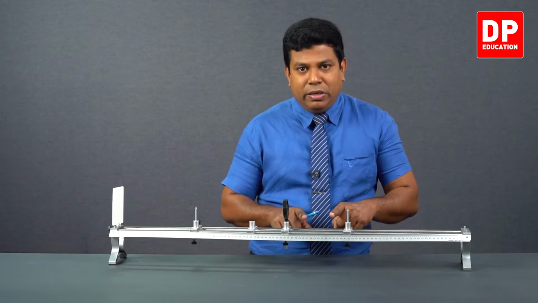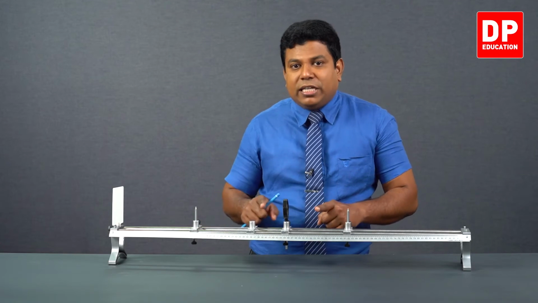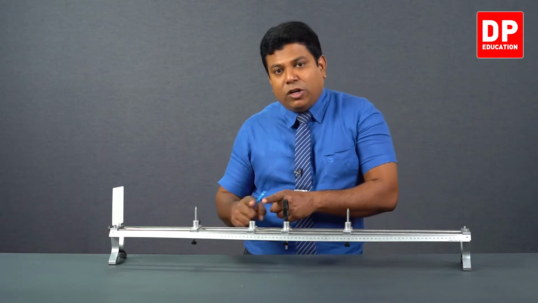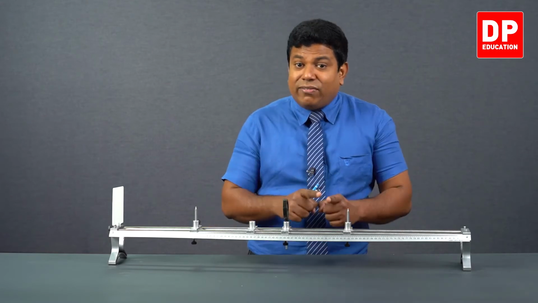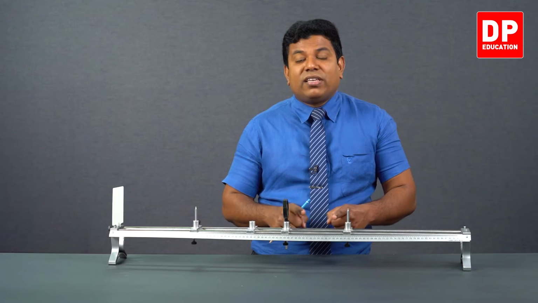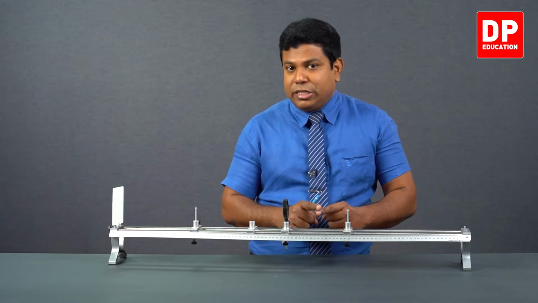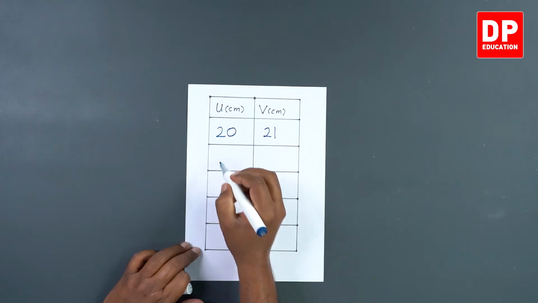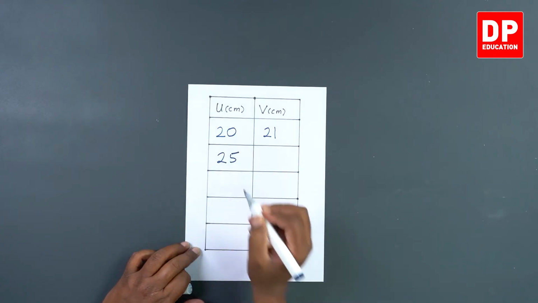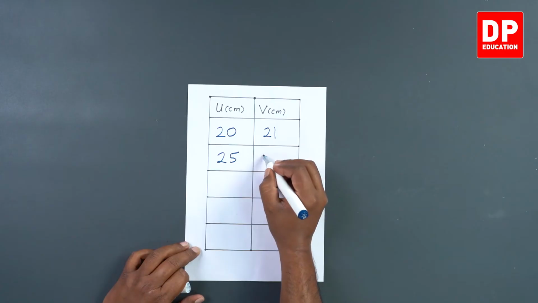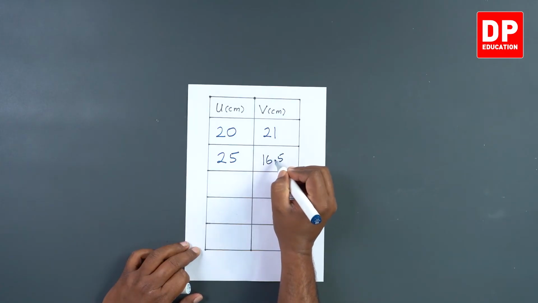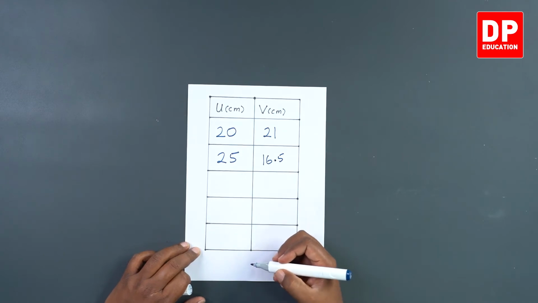16.5 centimeter. Right? We took 25 centimeter object distance. For 25 centimeter object distance, on the other side of the lens, we are getting 16.5 centimeter image distance. Shall we write it down on our table? This time the object distance we took 25 centimeter, and the image distance we have got 16.5 centimeter. Remember, it's a minus 16.5. For the moment, I am writing it as 16.5. When I am drawing the graph, I have to take care of that sign as well.